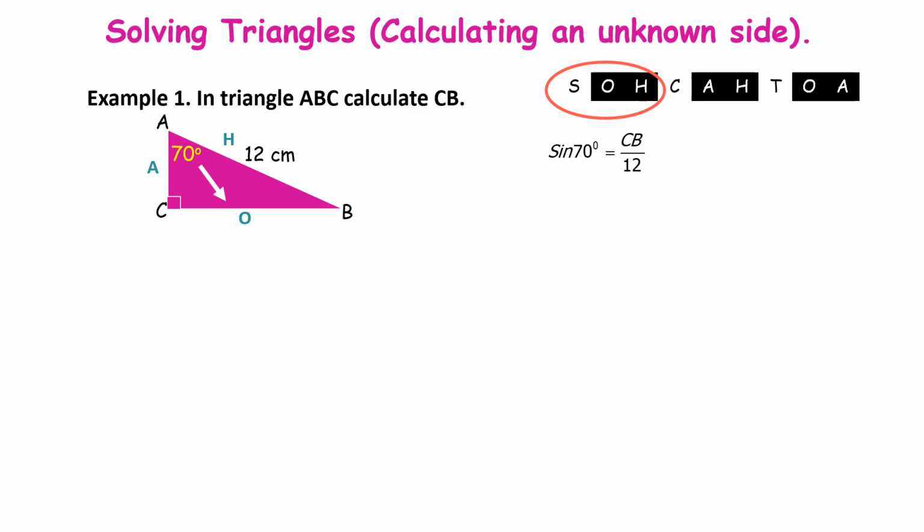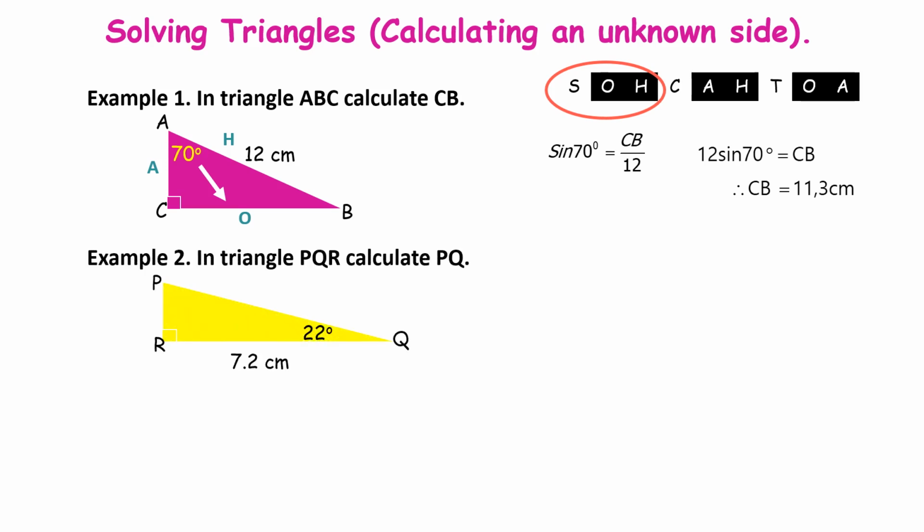Now, if I want to calculate that opposite side, I want to calculate BC, I need to get 12 on the other side. And I'll do that by multiplying. So 12 sine 70 will give me the length of BC. To calculate BC, I just type it into my calculator exactly as it says on the paper, 12 sine 70. And if I round off to one decimal place, CB is equal to 11,3 centimeters.